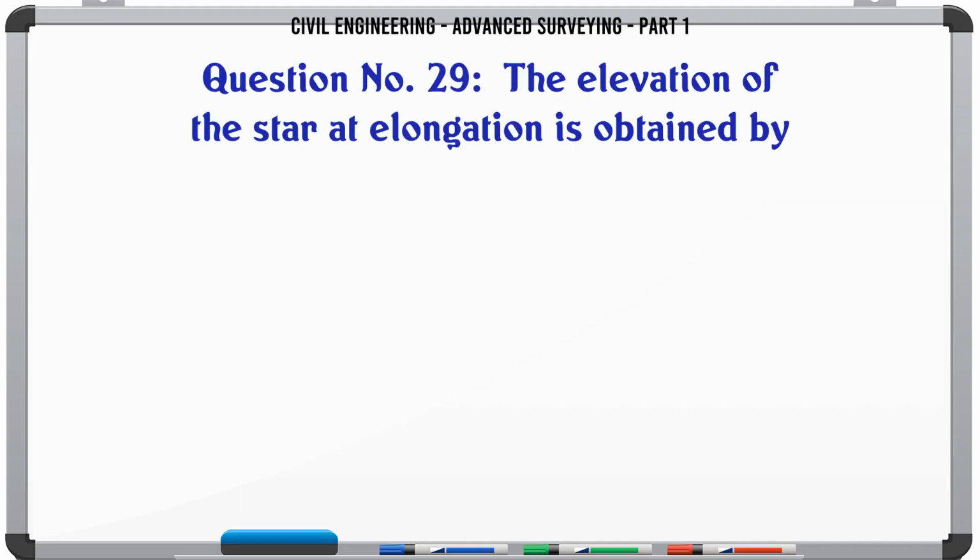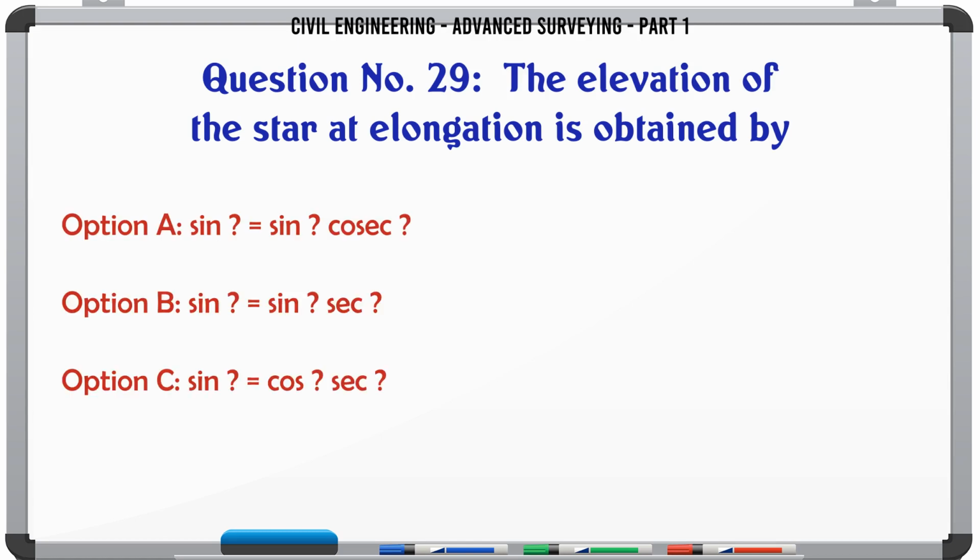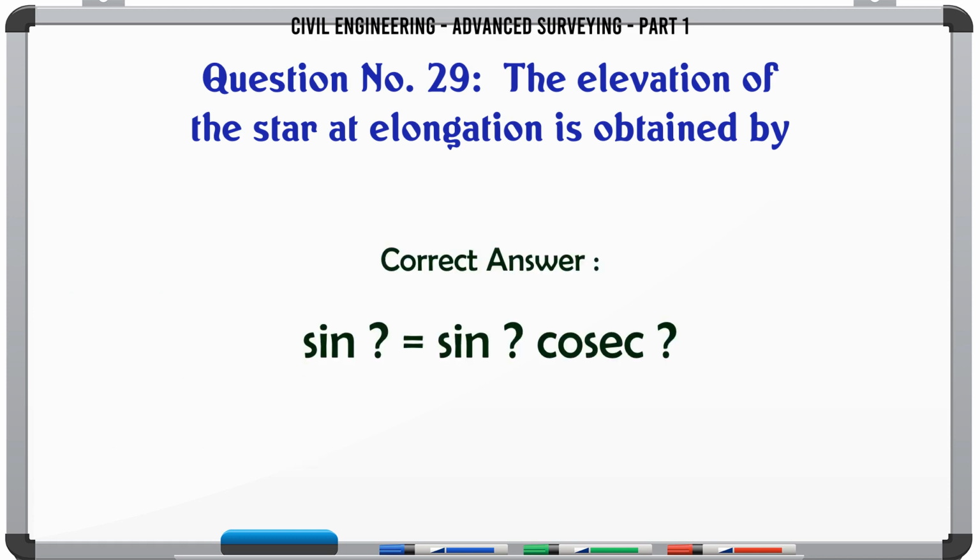The elevation of the star at elongation is obtained by A. sin h is equal to sin phi cosec delta, B. sin h is equal to sin phi sec delta, C. sin h is equal to cos phi sec delta, D. sin h is equal to cos phi cosec delta. The correct answer is sin h is equal to sin phi cosec delta.